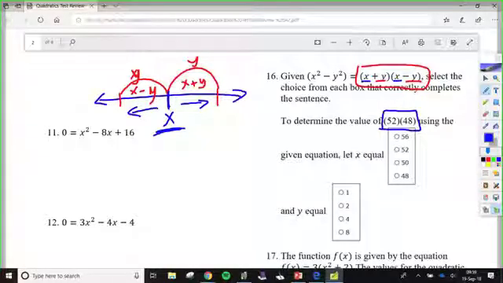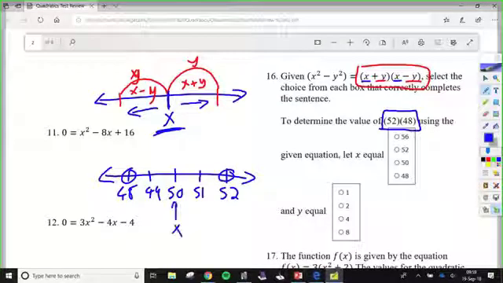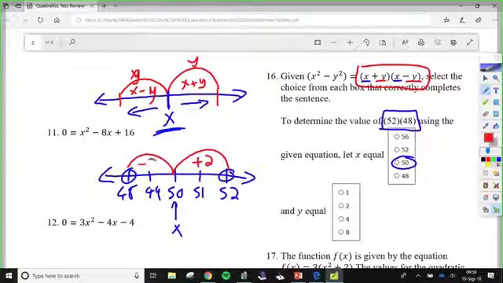The middle of 52 and 48, if we actually draw a number line for that, 48, 49, 50, 51, 52, the middle of these 2 points is 50. This is my x value. X will be 50. Now my y value, how far am I adding or subtracting? To get to 52, I'd be adding 2. To get to 48, I'd be subtracting 2. So my y value would be 2, because I'd be adding 2, and then I'd be subtracting 2.